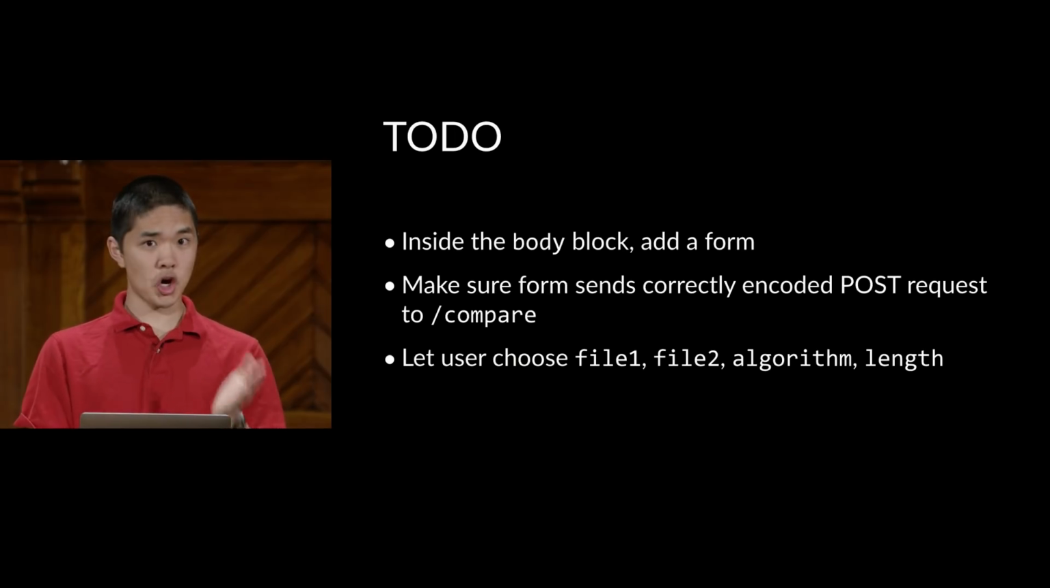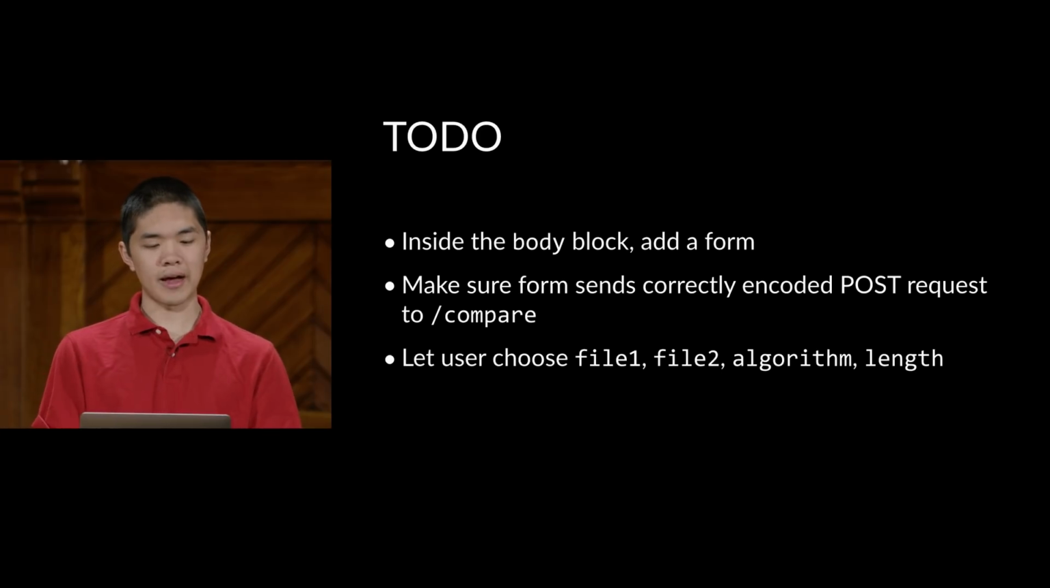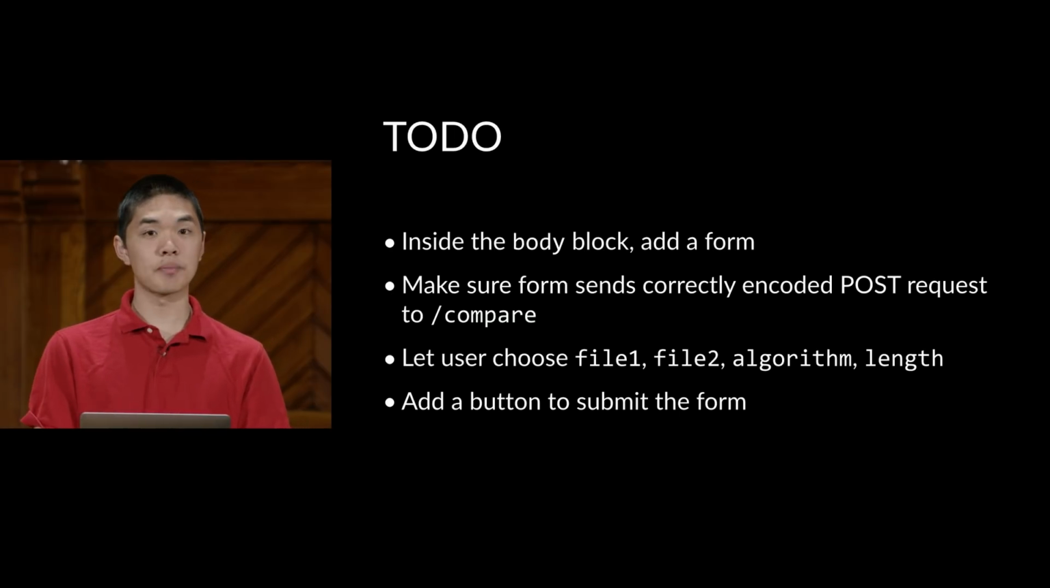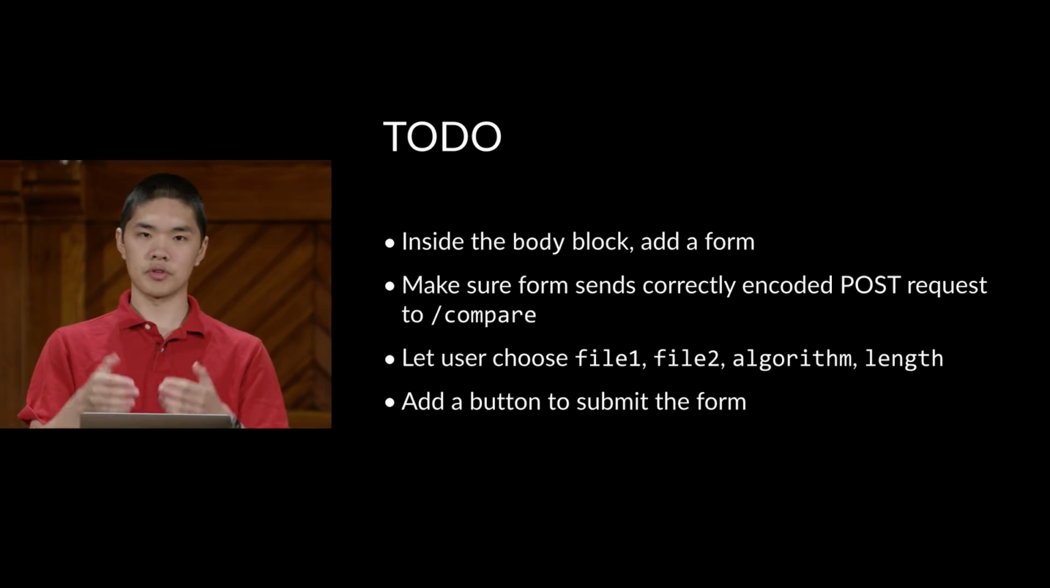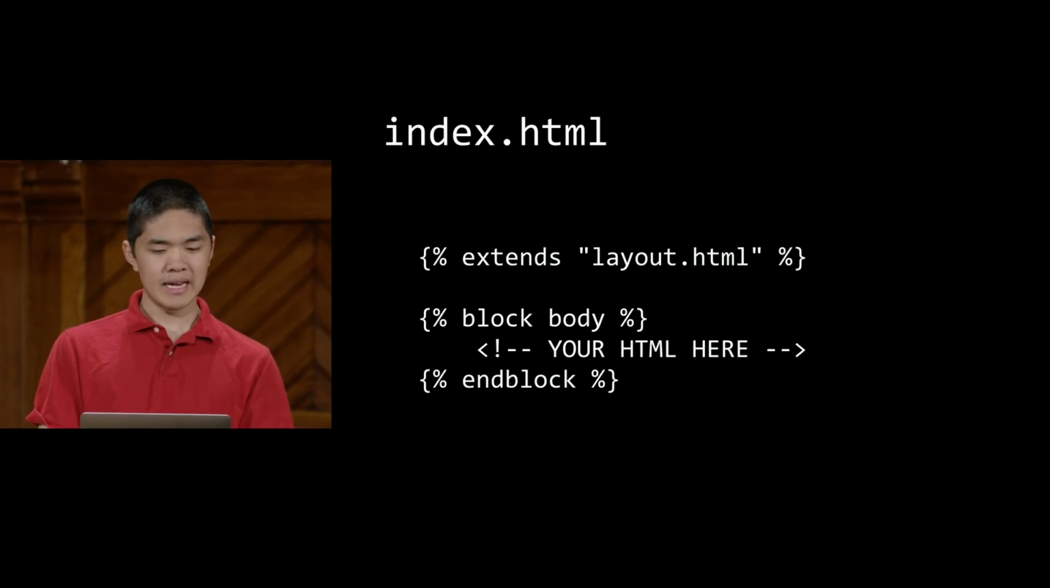And if the user chose to compare two files based on substrings, you'll also want to let the user specify a length, n, for what size substring to compare when looking at the two files. Finally, at the bottom of the form, you'll want to add a button that lets the user submit the form to your web application. So what will that actually look like?